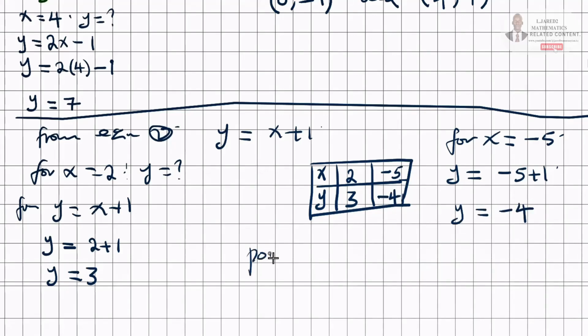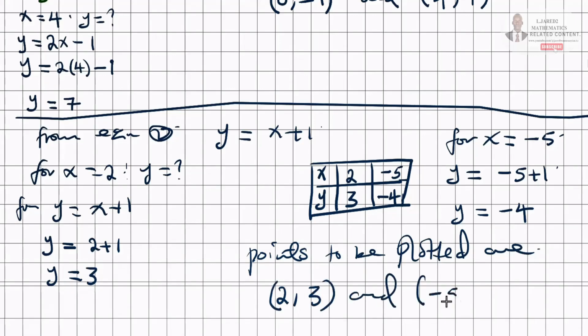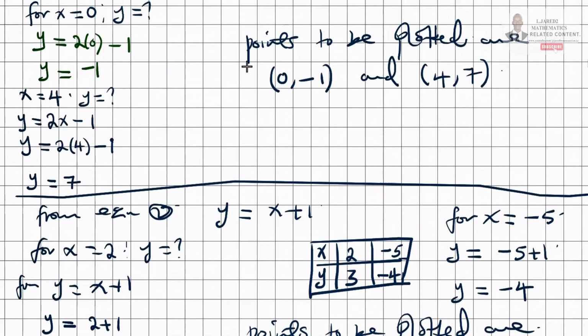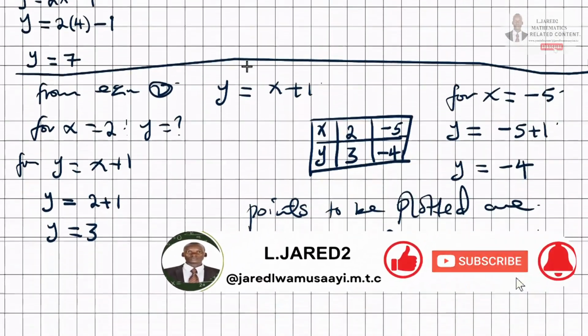Then the points to be plotted for equation 2 are 2, 3, and negative 5, negative 4. Having got these points, the next step is to draw the Cartesian plane, plot these points and draw their corresponding lines. Then from there we shall determine the point of intersection of the two lines.